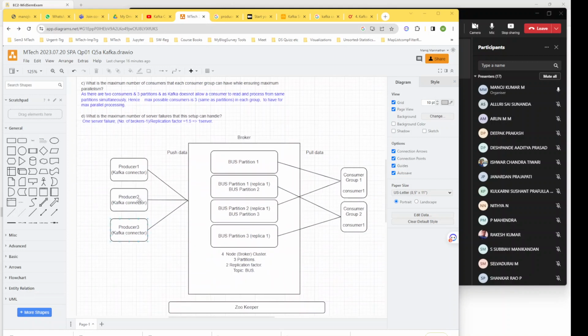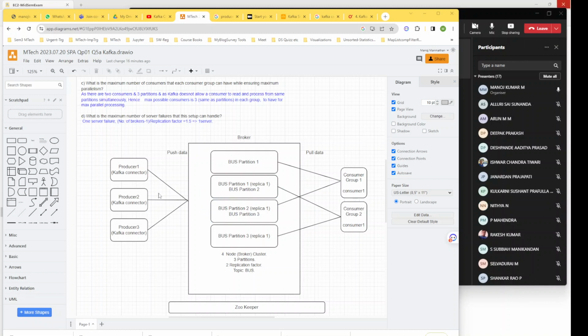So I put the 3 producers, each one connecting using a Kafka connector, right? The connectors are here, and they push the data to the broker. The broker is the service. So we have 4 servers or 4 nodes, and I made these 4 nodes like this.